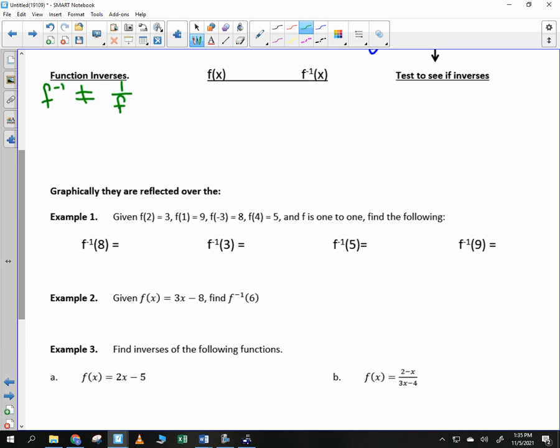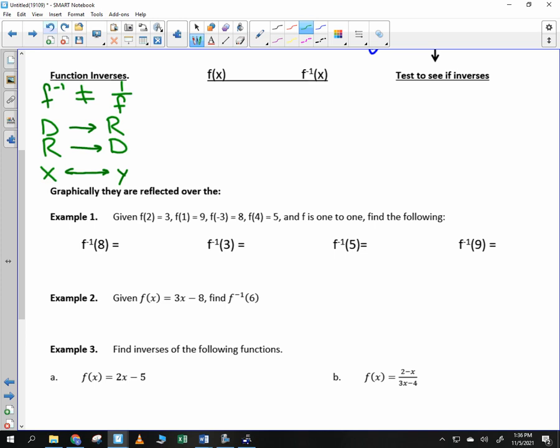Here's what we're talking about when we say a function inverse. It means that the domain becomes the range. It means that the range becomes the domain. Is the range the x or the y? The y is the range, and the x is the domain. So what it means is the x's become the y's, and the y's become the x's. They switch places. That's the best way to think about inverses for you right now.